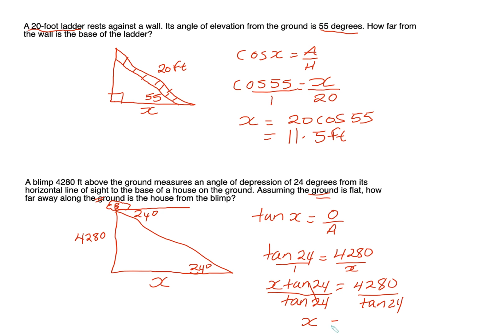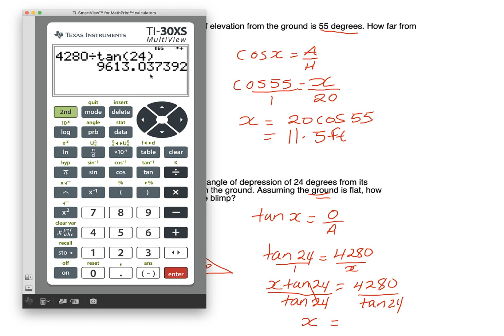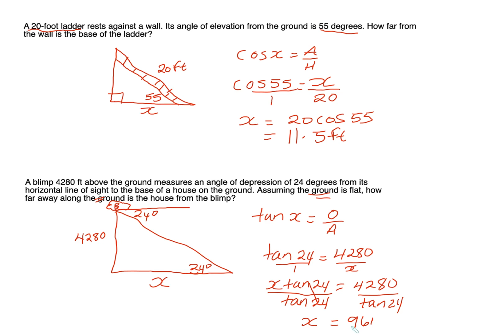Therefore, X equals, and we're just going to put that in our calculator. So 4,280 divided by tan of 24. So if we round again to the nearest tenth, our distance is 9,613 feet.